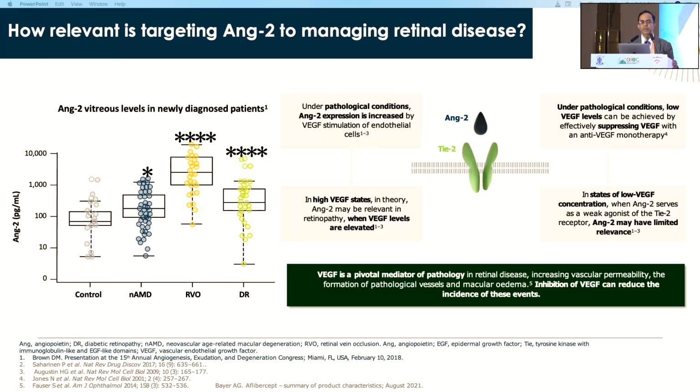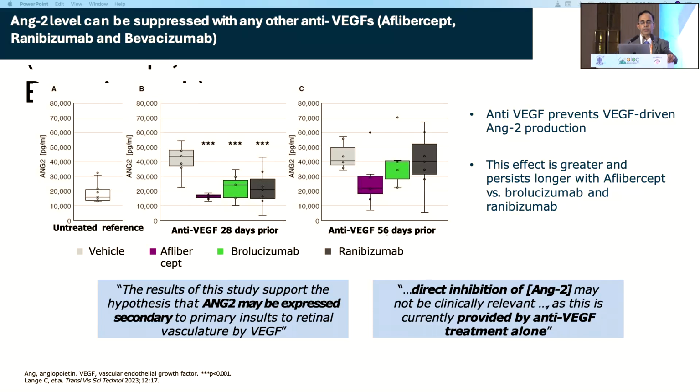So how relevant is targeting Ang2 to managing retinal disease? VEGF is a pivotal mediator of pathology in retinal disease, increasing vascular permeability and the formation of pathological vessels and macular edema. Inhibition of VEGF can reduce the incidence of these events. Ang2 levels can be suppressed with any of the anti-VEGFs: aflibercept, ranibizumab, and bevacizumab.